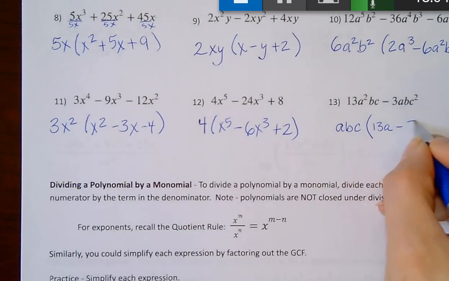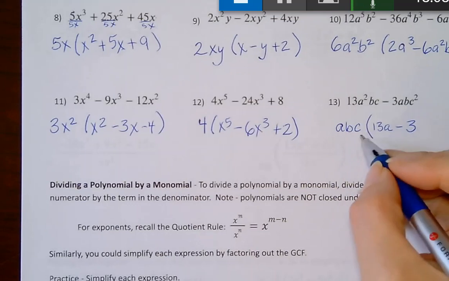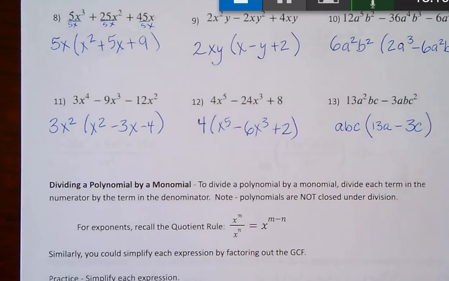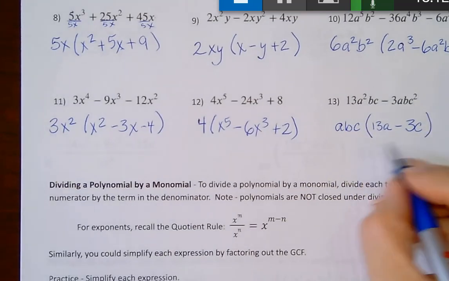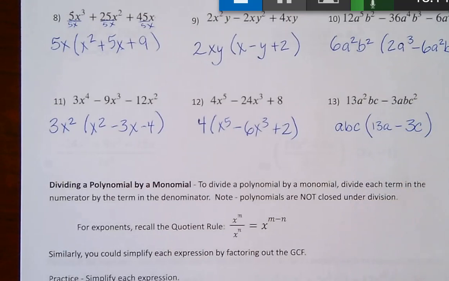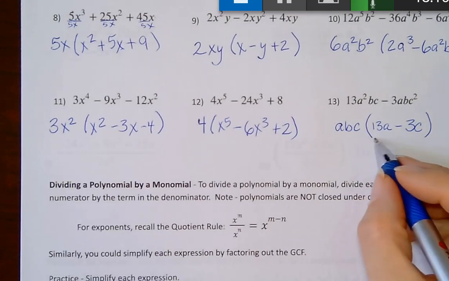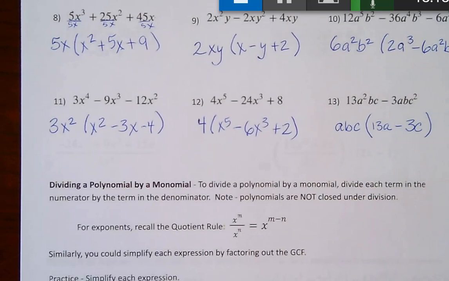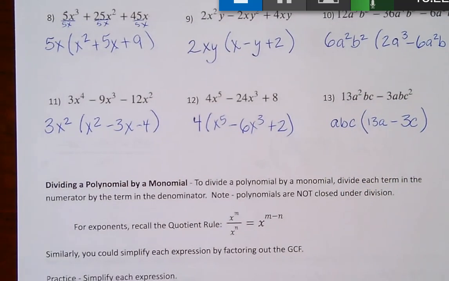Okay, minus 3, a divided by a is 1, b divided by b is 1, and c squared divided by c is c. So this is the factored form. This ABC times the quantity 13a minus 3c is the factored form of 13a squared bc minus 3abc squared.